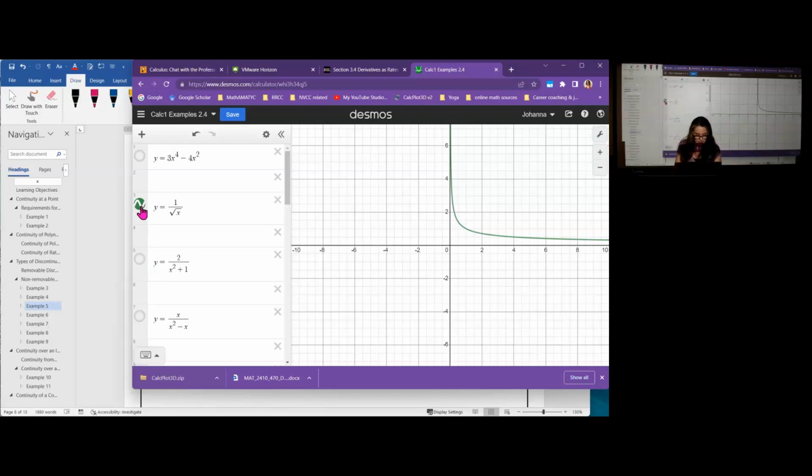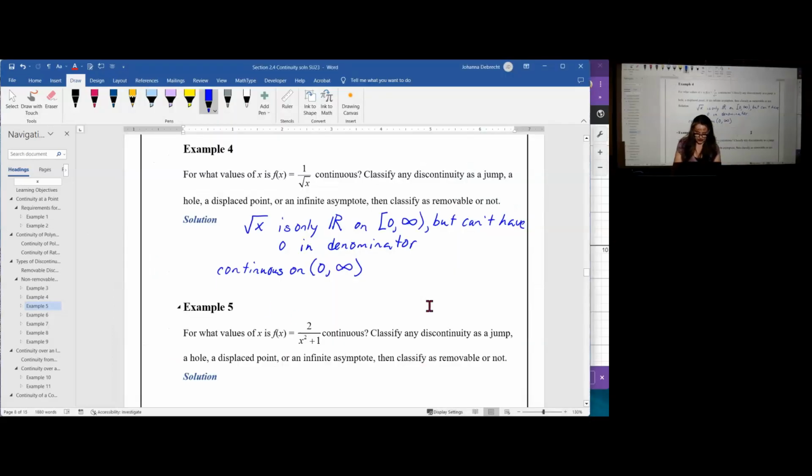Let's now look at example number 5. For what values of x is the function 2 divided by x squared plus 1 continuous? Go ahead and pause the video, work it out, turn it back on, and we'll compare.